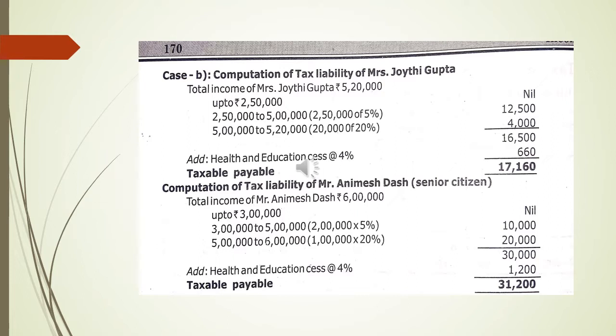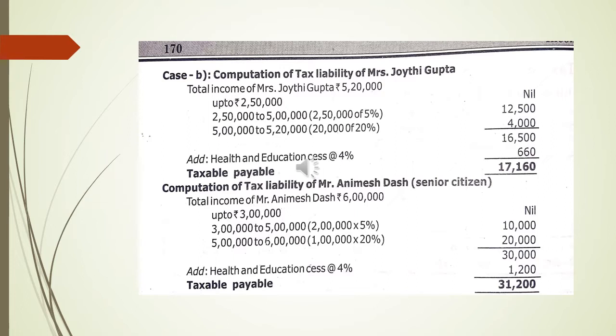Now she is not eligible for rebate under section 87A because her income is more than 3,50,000 per annum. So straight away we are not giving her any rebate. Straight away we are going to charge education cess 4%. 4% on 16,500 comes to 660. Now when we add these two, the total becomes 17,160 rupees, which is your tax payability.